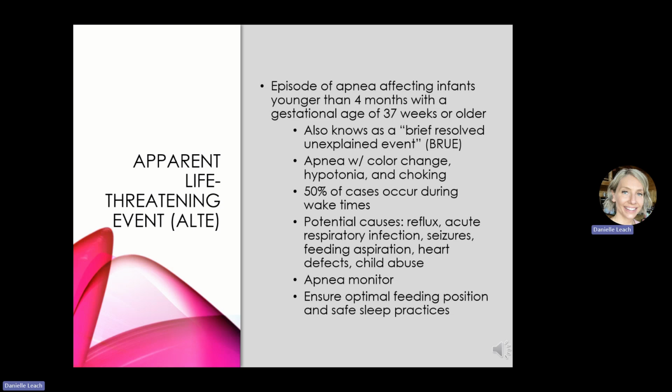They could also be prescribed an apnea monitor if needed, but we want to make sure that they have safe sleep practices and that they are being fed appropriately and have appropriate interventions for any of these other possible causes for this.